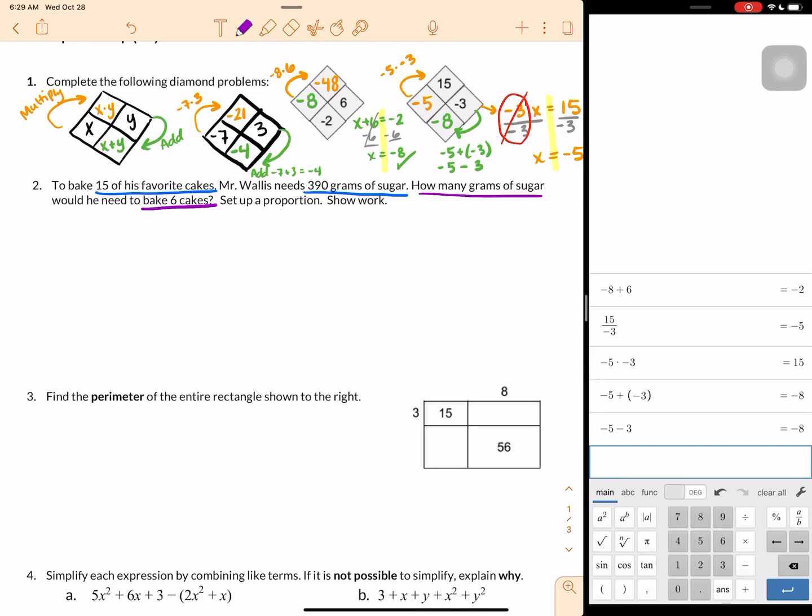Set up a proportion. So a proportion is 2 fractions that are equal to each other, or 2 ratios that are equal to each other.